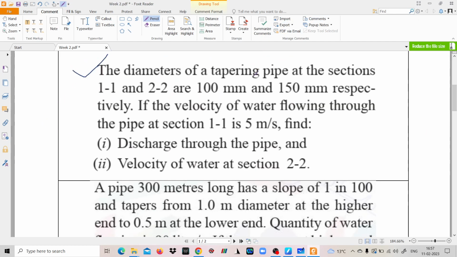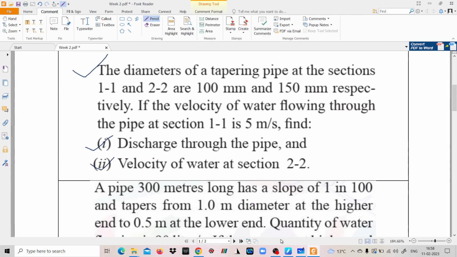The diameters of a tapering pipe at sections 1-1 and 2-2 are 100 millimeter and 150 millimeter respectively. If the velocity of water flowing through the pipe at section 1-1 is 5 meter per second, find the discharge through the pipe and the velocity of water at section 2-2.